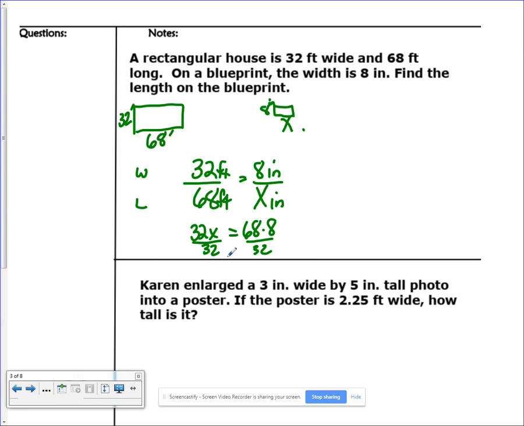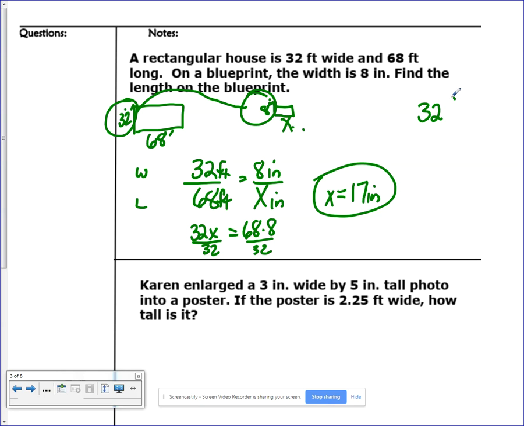And I believe on this one, let me just check. Oh, this did work out nicely. I think you get exactly 17, don't you? 4, yep. So you should get 17 inches. Now, that's just one way to do it. I said width to length equals this to this. But you could say 32 feet matches up with 8 inches on the drawing. You could set it up this way.